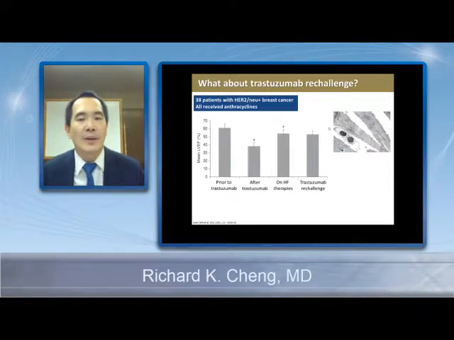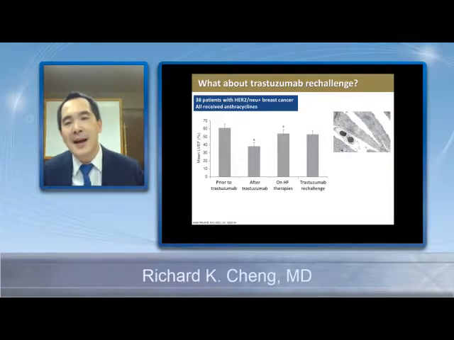At least in this study, when they gave their patients more trastuzumab, what they found was the ejection fraction remained mostly stable. It remained greater than 50%. So re-challenge in general appears to be safe. And this is electron microscopy of these patients based on biopsy at the end of the study. What they found is the myocytes have preserved architecture.